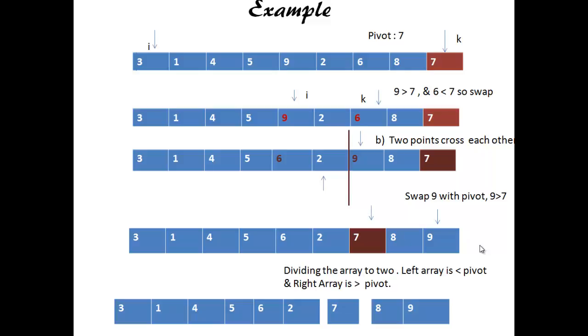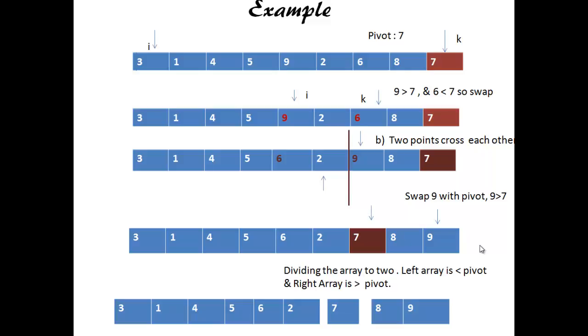There is also one more condition. If the right pointer crosses the left pointer, we should swap the left pointer with the pivot. The process continues until all the array elements are sorted. You could better understand with an example.